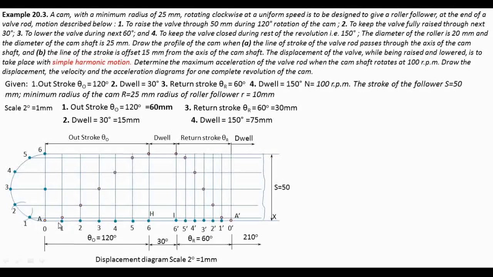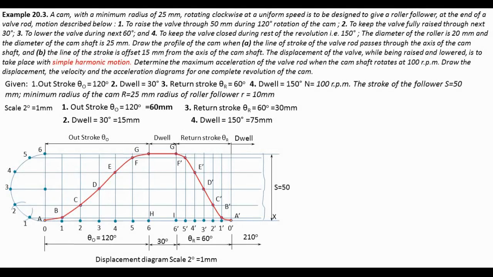Okay, so I'm going to assign names to these points in ABCD manner. So this is B, C, D, E, F, G, and in the reverse manner G dash, F dash, E dash, D dash, C dash, B dash, and I dash. Next step is we need to join these points by a smooth line so that it will look like a curve. I have joined these points of the outstroke. Similarly here, during the dwell period a straight line will be there because the follower will not move, and the return stroke will be like this. So this is the displacement diagram.